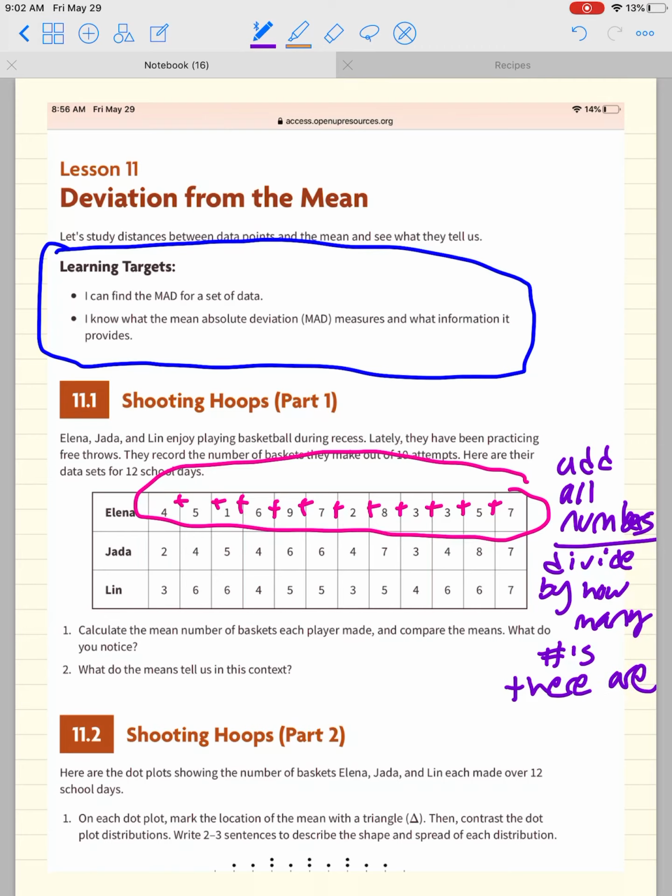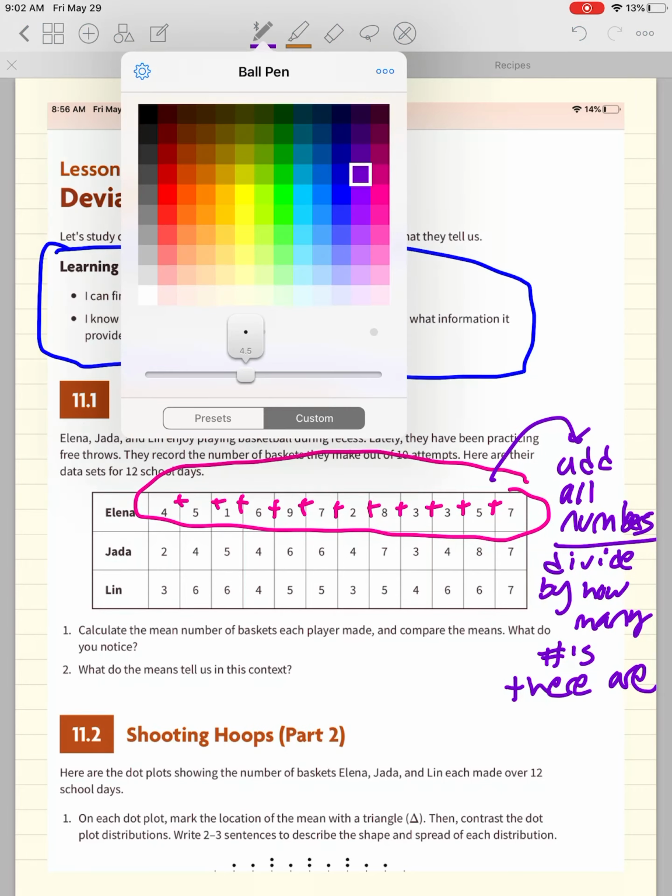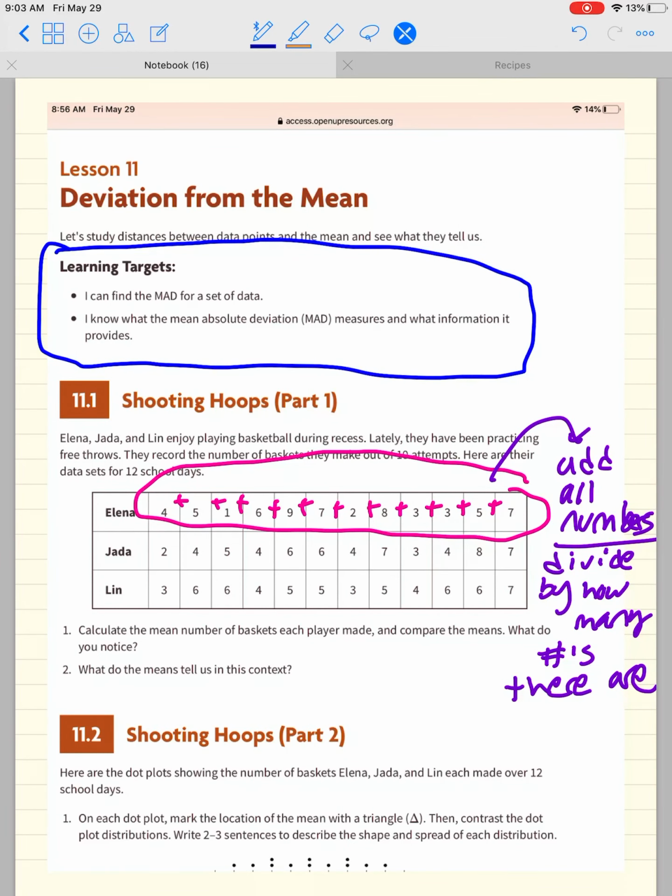Okay, so please go ahead and pause this video. Do that on your own for Elena, Jada, and Lynn. You can use a calculator to add them if you want to. That's totally fine. Don't forget to divide by how many numbers there are, and then record their means on the side. Unpause this video when you're done. Go ahead.